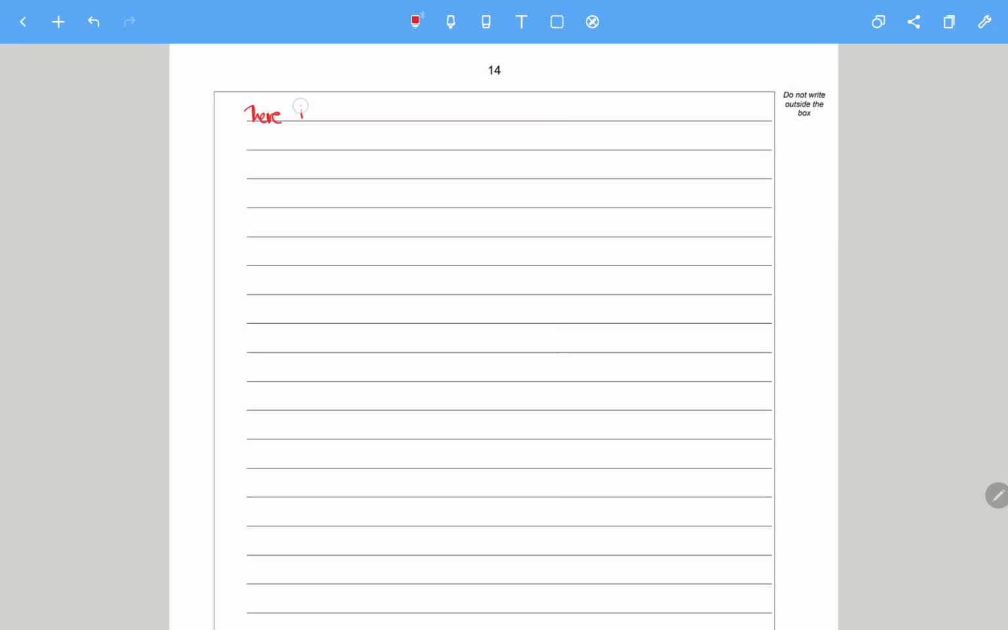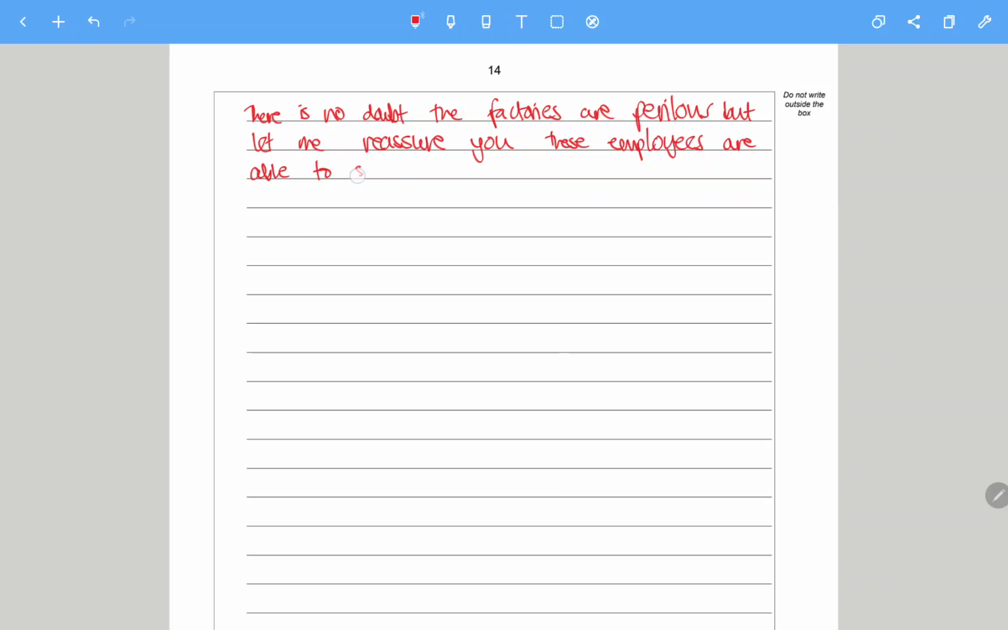So there is no doubt the factories are perilous. So perilous means dangerous. But let me reassure you, so that's direct address, but let me reassure you, these employees, so this is referring to the factory workers, these employees are able to survive and feed their loving families.